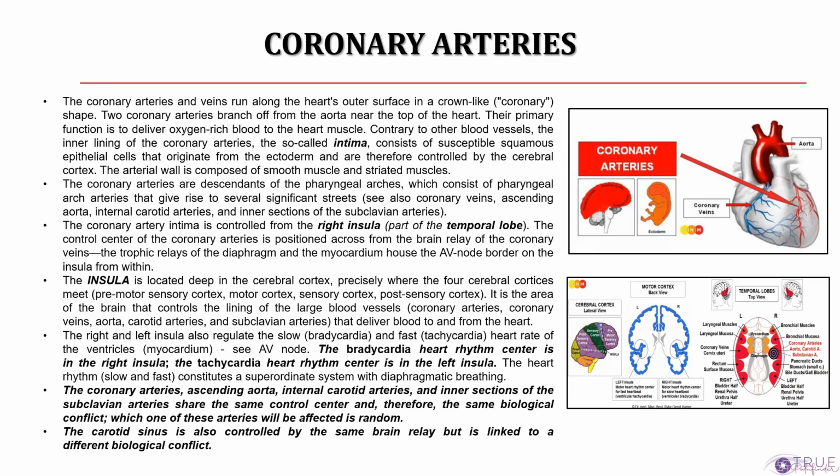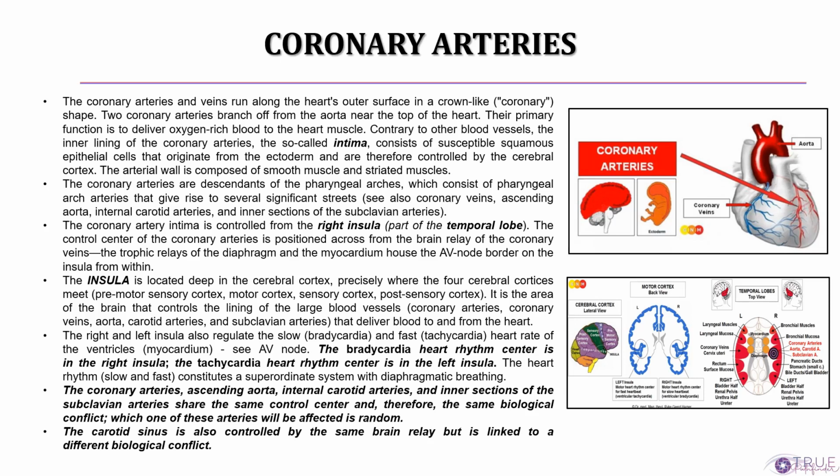The right and the left insula also regulate the slow and fast heart rate of the ventricles, so the bradycardia and the tachycardia. The bradycardia heart rhythm center is in the right insula and the tachycardia heart rhythm center is in the left insula. The heart rhythm constitutes a superordinate system with diaphragmatic breathing.